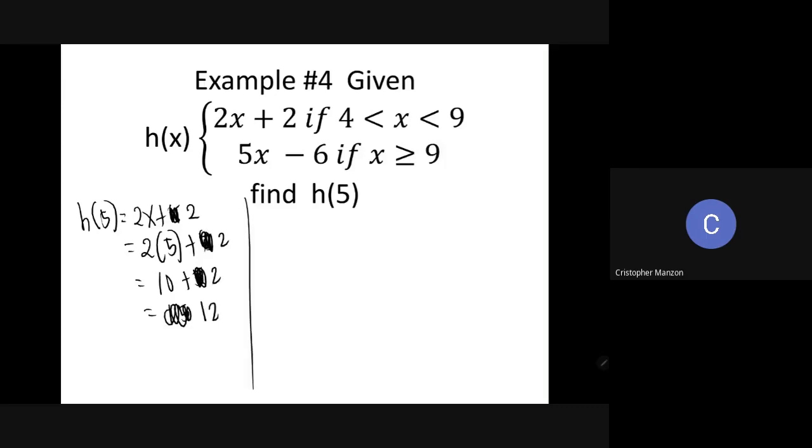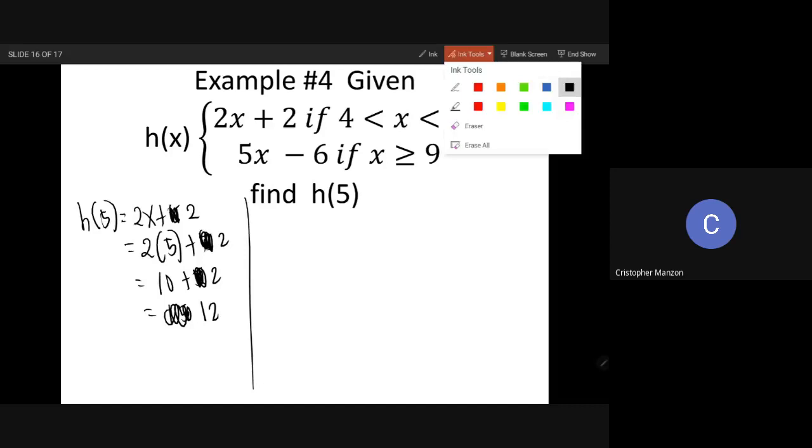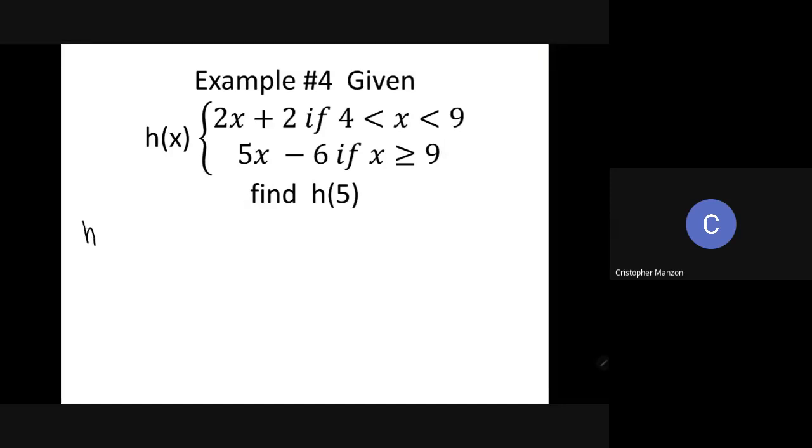Ulitin ko na nga. Kasi isasend ko to mamaya. Baka malito yung absent. So h of 5 is equal to 2x plus 2. This is 2 times 5 plus 2. So 10 ito. So this is 12. May question pa?